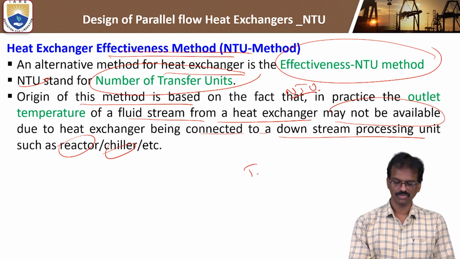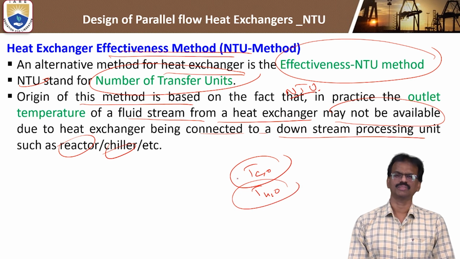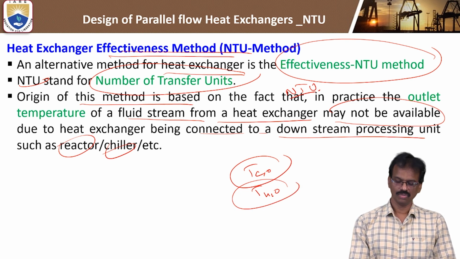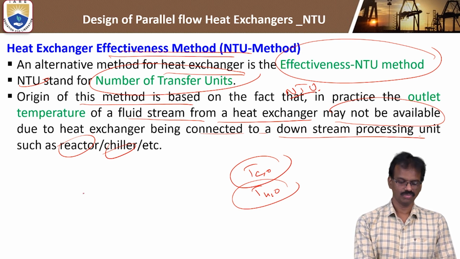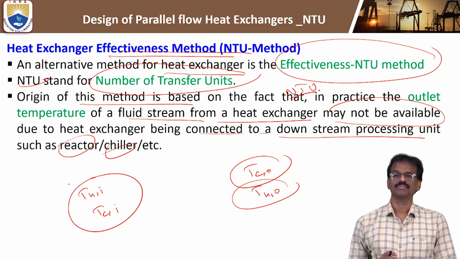It means Tc naught is the cold fluid outlet temperature, and Th naught is the hot fluid outlet temperature. We cannot measure the outlet temperatures of the fluids because they are connected to downstream processing units, like reactors and chillers. So in this case, we only know the inlet temperatures, the hot fluid inlet and the cold fluid inlet.